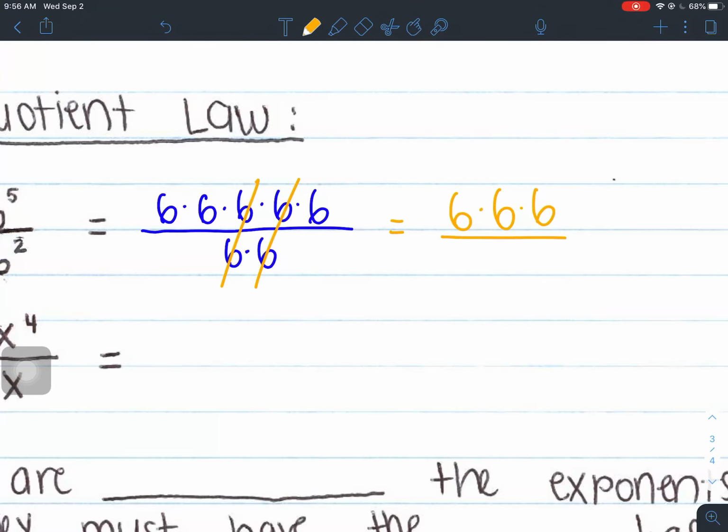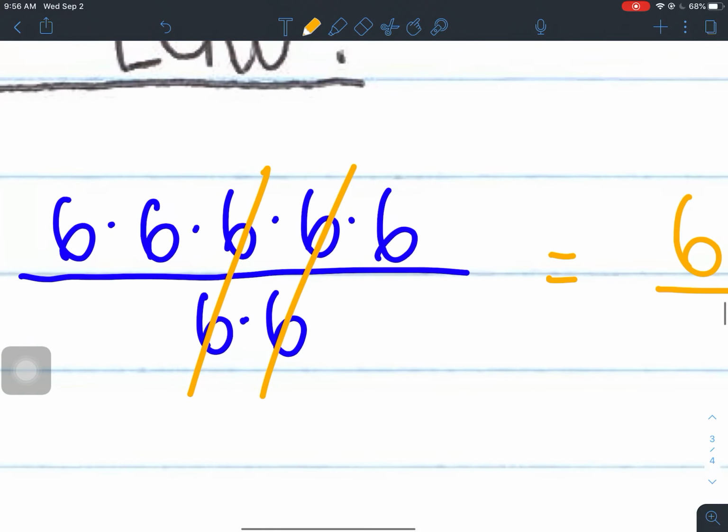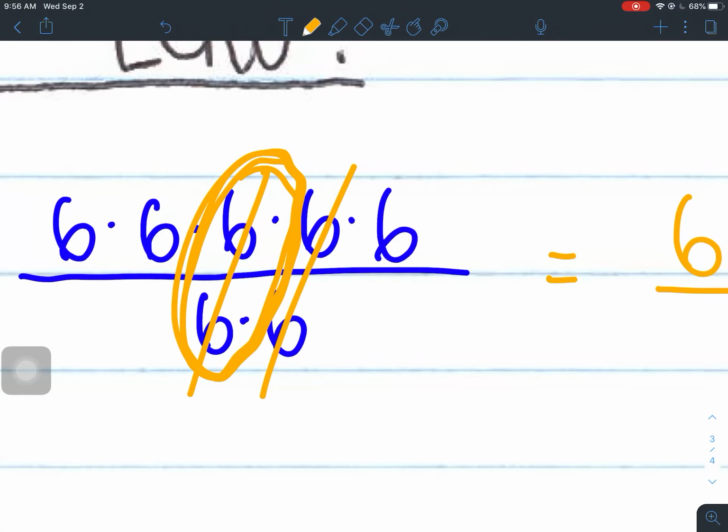Does that mean I have 0? No. How did these cancel? How did the 6s cancel? Because 6 divided by 6, right? This is technically a fraction. 6 divided by 6. What is that? It's 1, right?